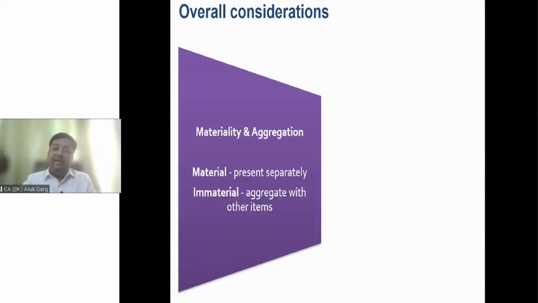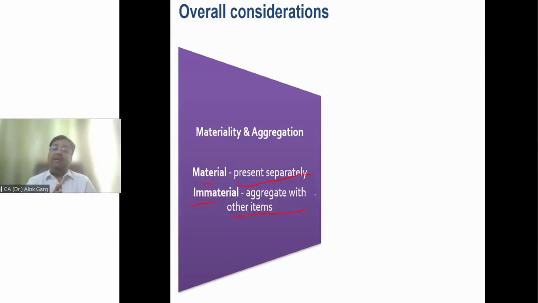And the comparative year number is also required to be given separately so that the user will be able to understand. Last year it was 5 lakh, this time it was 2 crores, right? So if any material item is there, it has to be presented separately. If immaterial items are there, they have to be aggregated with other items, right?